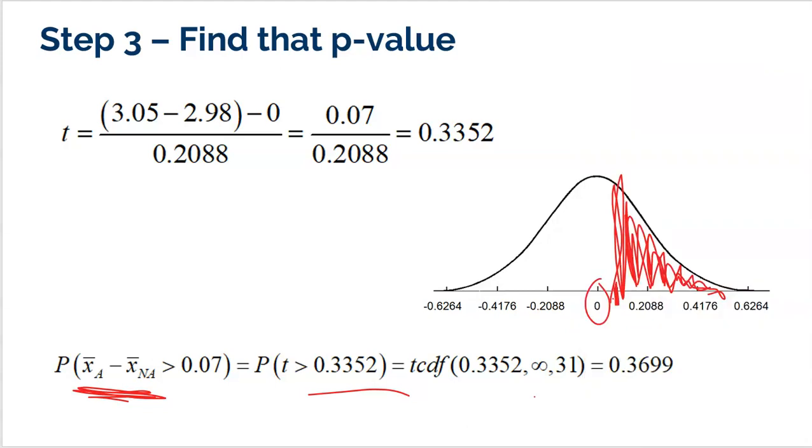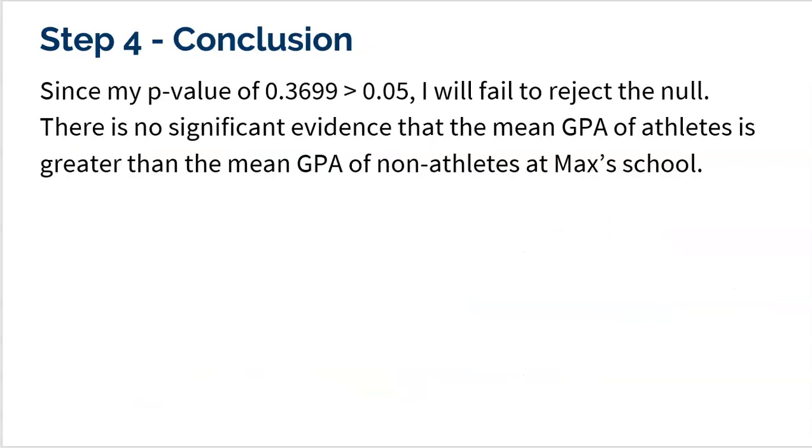And I get a p-value of 0.3699. So again, that is very, very high. That is not significant at all. That's telling me that the probability of seeing a difference of 0.07 is very likely. It's not weird. It's not strange. It's certainly not significant. So since my p-value of 0.3699 is way bigger than 0.05, I will fail to reject the null. There is no significant evidence that the mean GPA of athletes is greater than the mean GPA of non-athletes at Max's school. Yes, our sample did show athletes were a little bit higher, but it was probably just due to sampling. If I did it with a different sample, it might even come up where the non-athletes have a higher GPA. There is clearly no evidence of a significant difference.